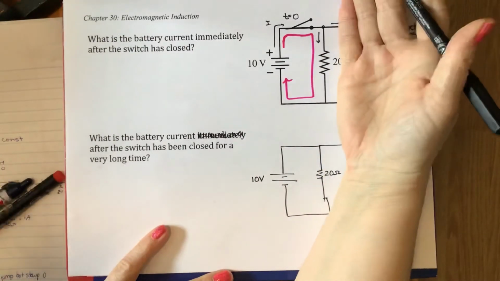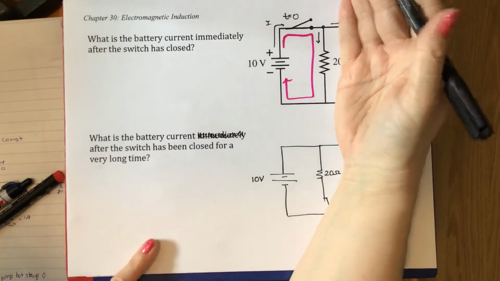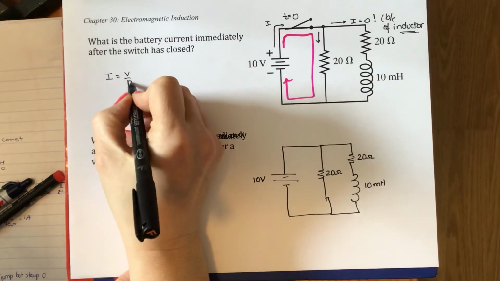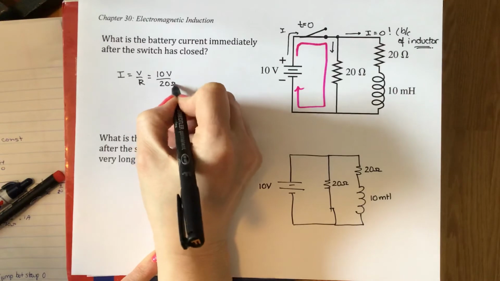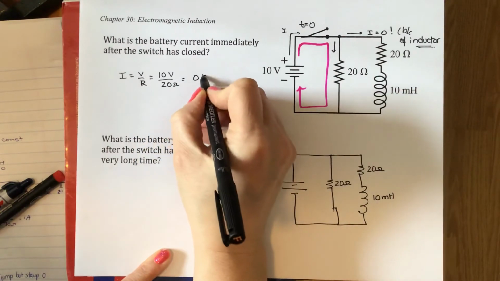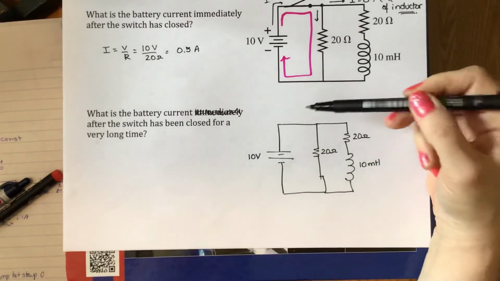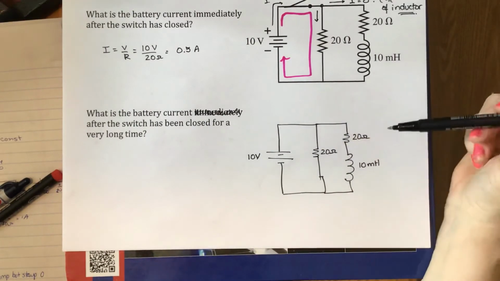And we can calculate that. So our circuit is a very simple one with a 10 volt battery and a 20 ohm resistor. V equals IR, so I equals V over R. V is 10 volts, R is 20 ohms. So our current is 0.5 amps. Okay, next, what is the battery current after the switch has been closed for a very long time?